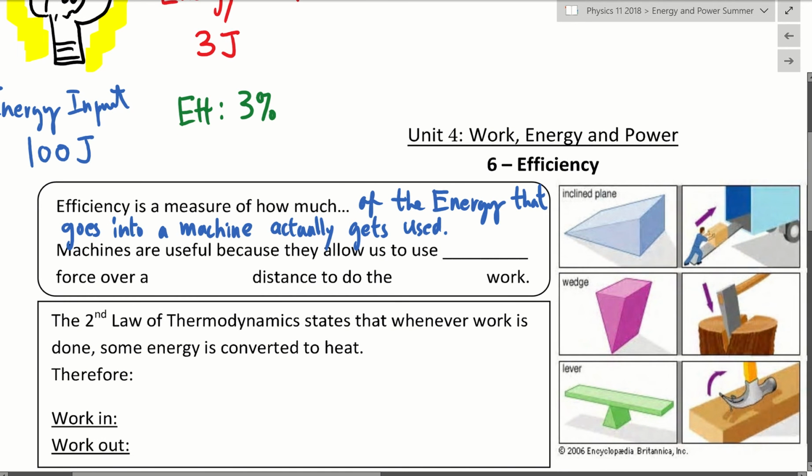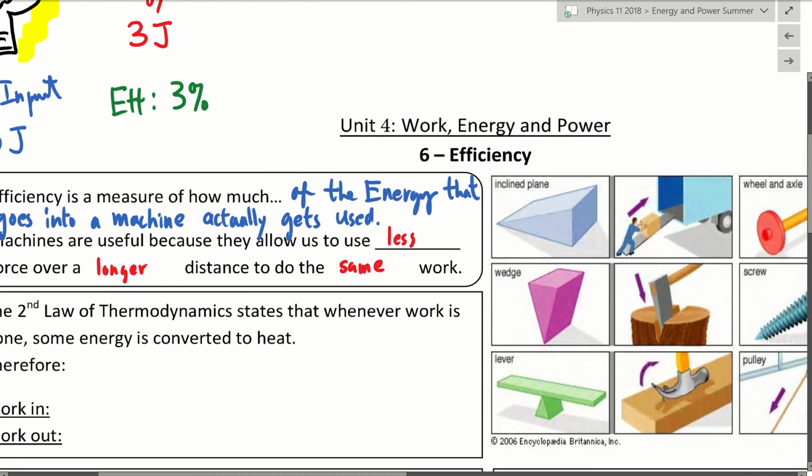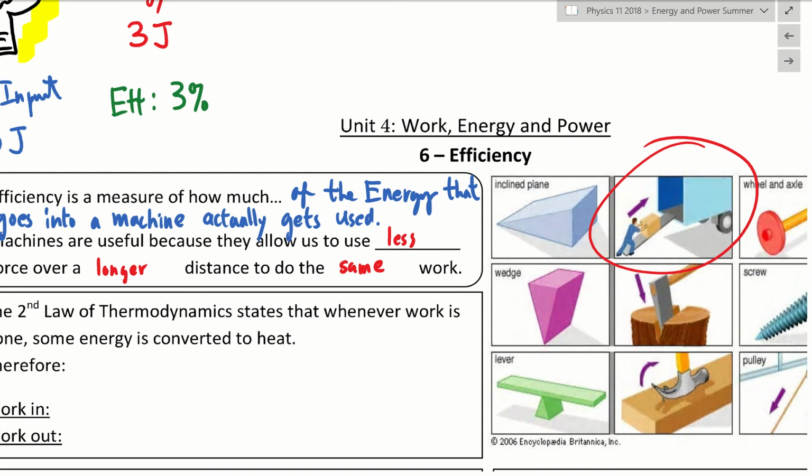Machines are useful because sometimes they allow us to use less force over a longer distance to do the same amount of work. So sometimes we use a machine. For example, if you look to the right hand side, there are some examples. If you want to pick up a box and move it upward into the car, you have to change the object's potential energy, right? So you want to move the box up into the car.